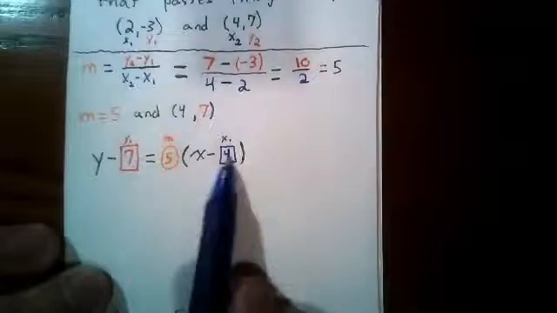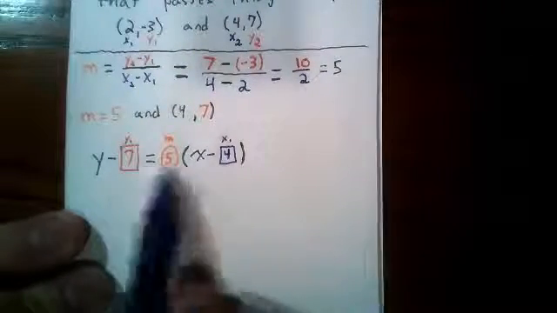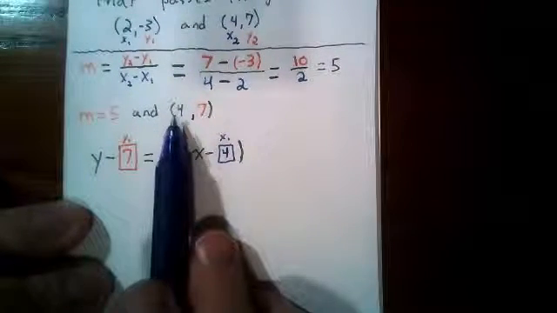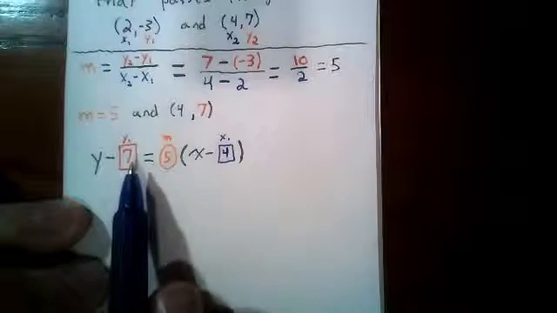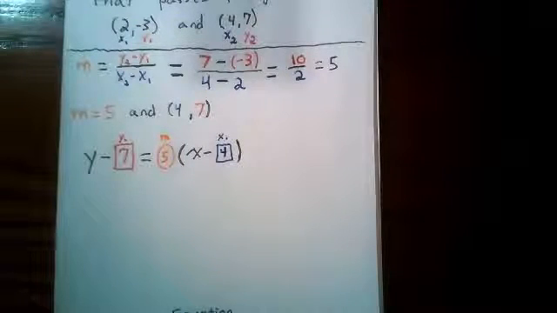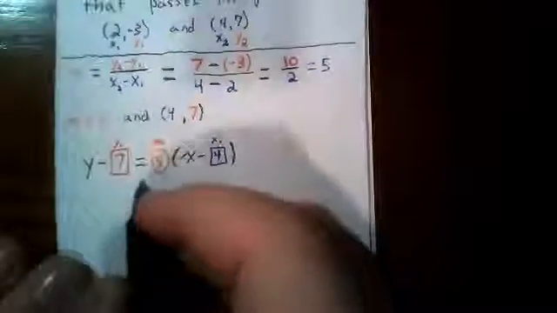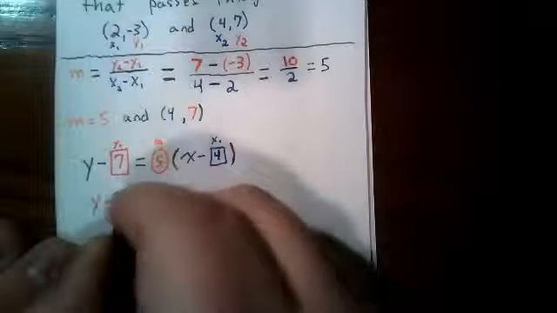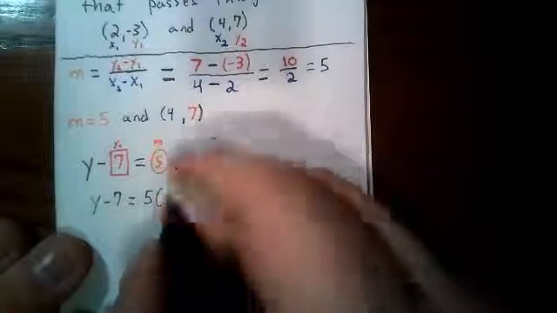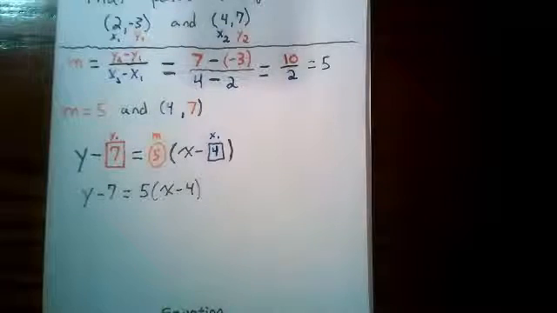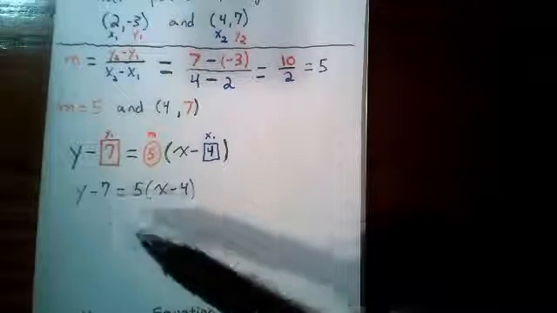Common mistakes are when students flip-flop the 4 and the 7. So just be careful of that. It's kind of backwards thinking because in your point, 4 comes before 7, and in your equation, the 7 goes before the 4. So it's kind of backwards, and I think that messes people up. And now what we're going to do is rewrite it without the boxes. y minus 7 equals 5 times x minus 4. And there's my equation written in point-slope form.